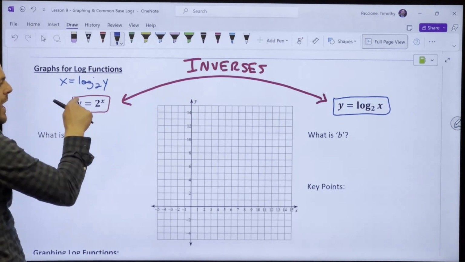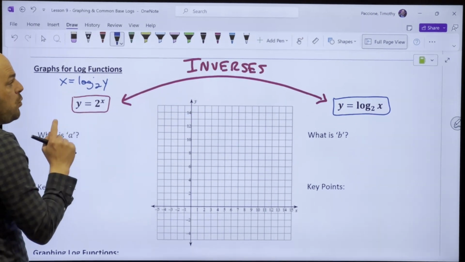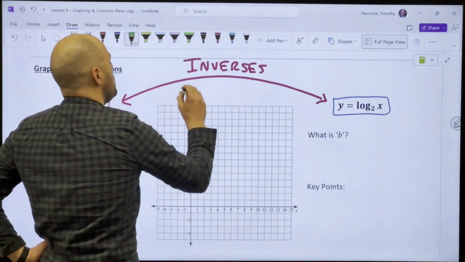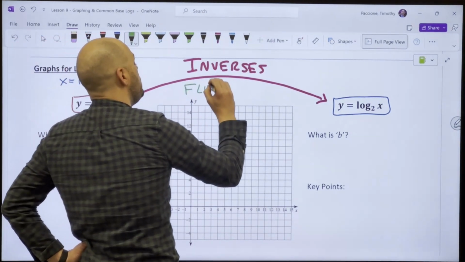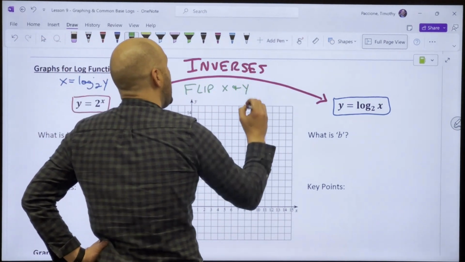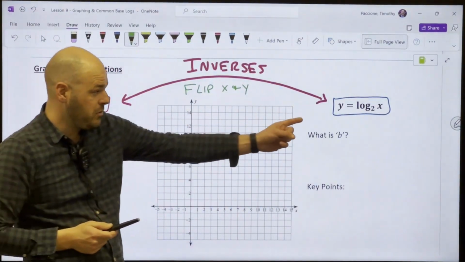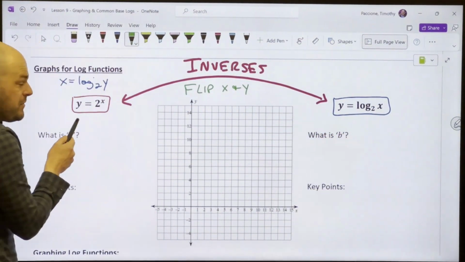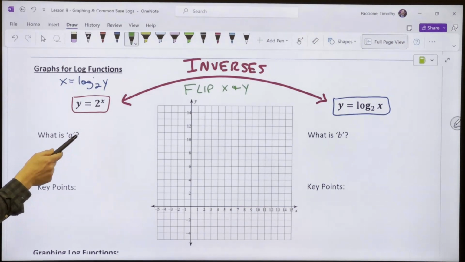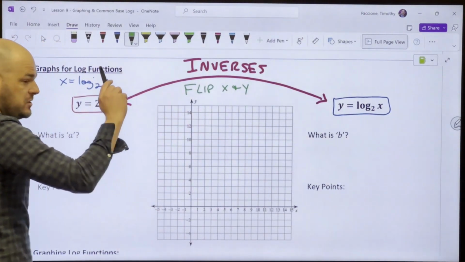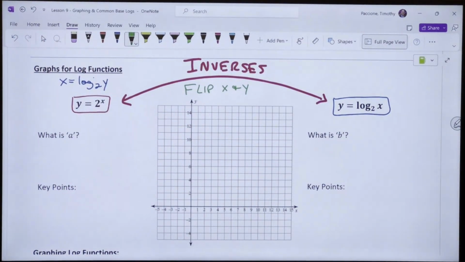Now, why does it matter? Why would we care about this? Because we can do the flip. You can flip your x and y. And we want to graph that, right? We know how to graph this already, right? So what we're going to do to graph that is graph this and just flip it. Okay? That'll be our strategy.